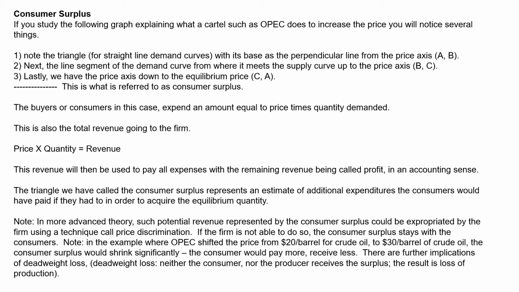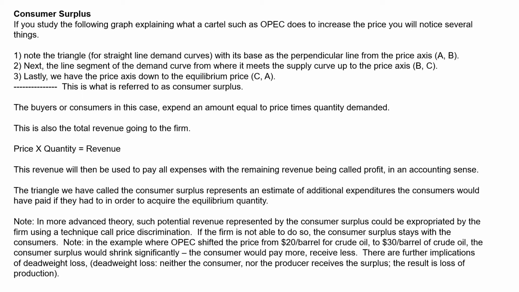This represents consumer surplus. The buyers, or consumers in this case, expend an amount equal to the price times the quantity demanded. That would be the revenue. This is also, again, total revenue going to the firm. That rectangle, if you will, below the price line. So price times quantity is equal to revenue. This revenue will then be used to pay all expenses, and so on and so forth. Whatever's left over is called the profit in an accounting sense. So the triangle we've called the consumer surplus.